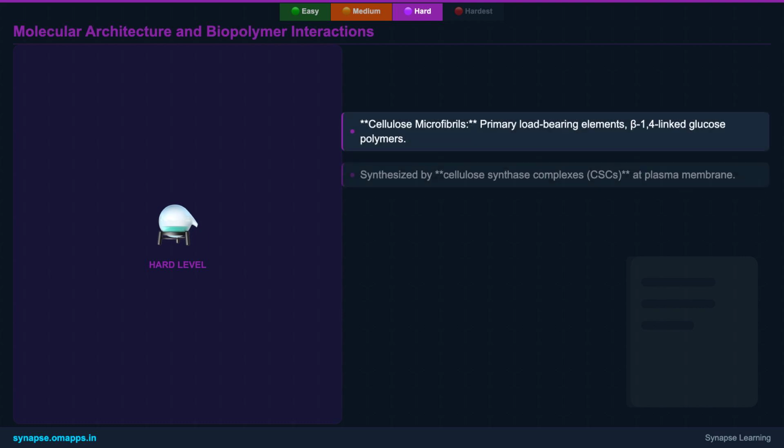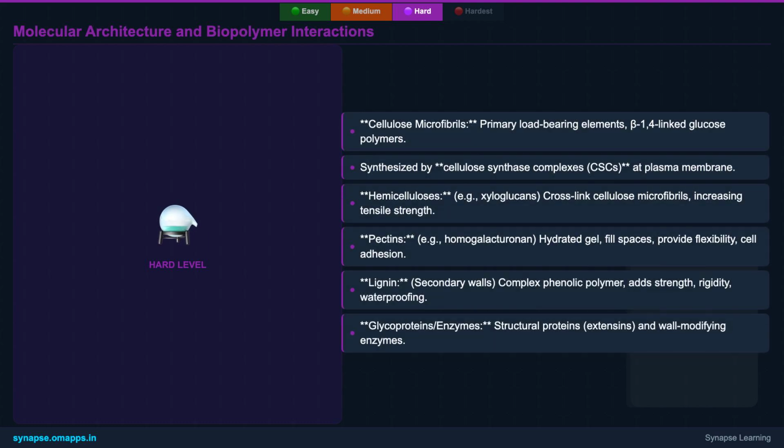Let's dissect the molecular architecture. Cellulose microfibrils, synthesized by complexes in the plasma membrane, form the core structural framework. These are cross-linked by hemicelluloses, which enhance tensile strength. Pectins, forming a hydrated gel, fill the spaces, contributing to flexibility and cell adhesion. Glycoproteins and enzymes also play roles in assembly and dynamic modification.